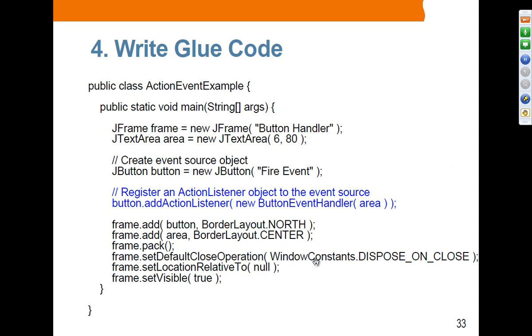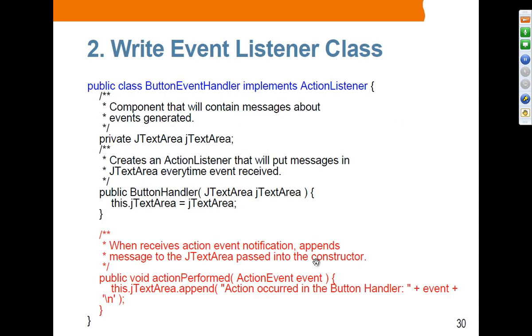A JButton. And for that button, the button is the event source, right? So here we are adding the event listener object. You have to create the event listener object, and then you are going to register this event listener object by calling the add action listener method of the button. And then basically these are the UI stuff. So when the button is clicked, this button event handler's action performed method will be invoked to handle it.